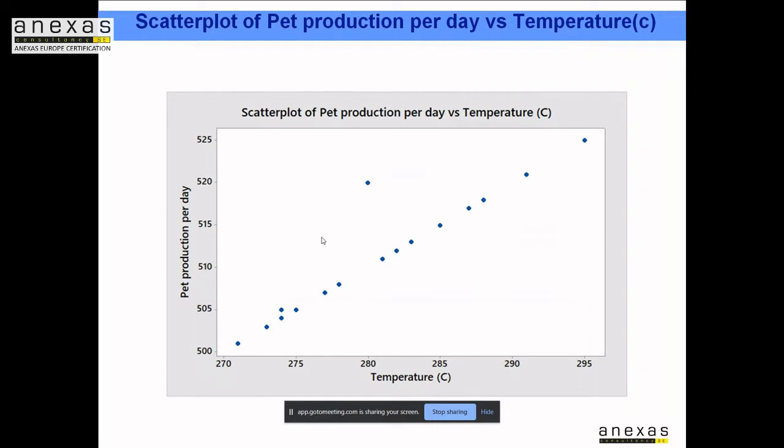The next one. Sir, actually, today we have done this and we got it like this. This is a scatter plot. The net production is totally dependent on temperature. But which temperature? 270 degrees is the melting point of the polymer. So if we increase the temperature, PET production is also increasing, as you can see here in the scatter plot. Yeah, increase.